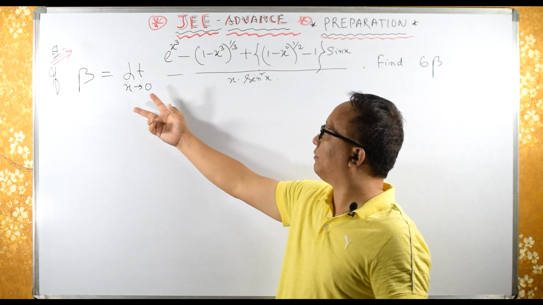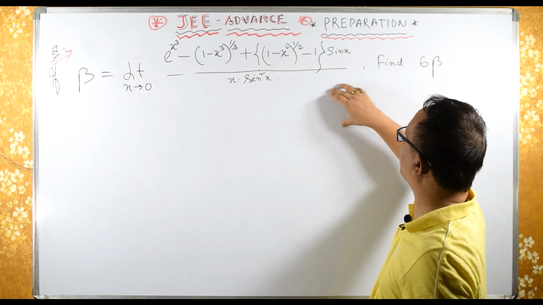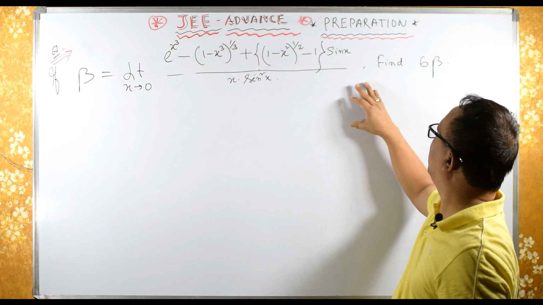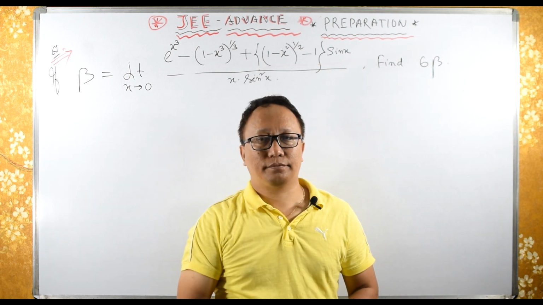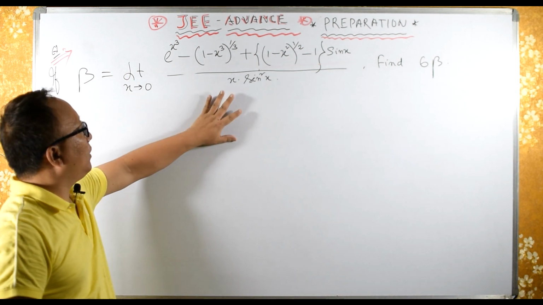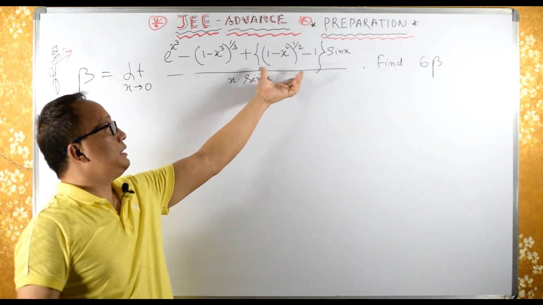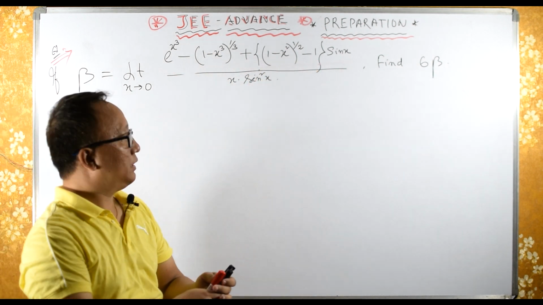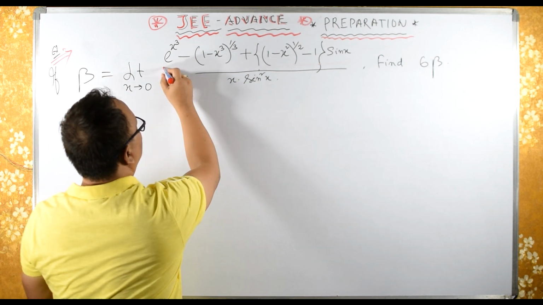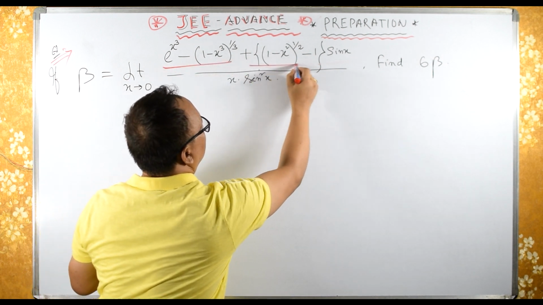It is given that beta equals the limit of the whole expression. So we need to find the value of 6 beta. Okay, so now let's do one thing. Let's divide this upon this and this upon this, and let's see how it works. Meaning, I will divide this upon this and this upon this.